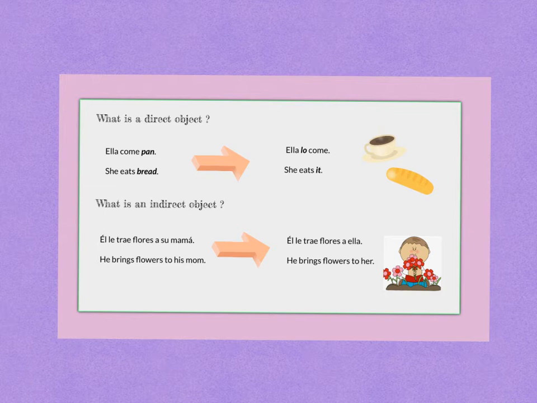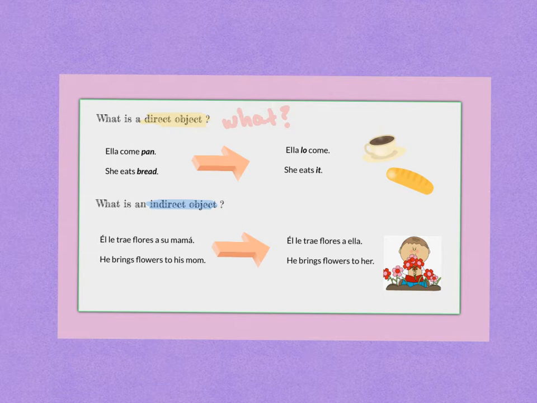Now let's take a look at indirect object pronouns. So in the previous slide, we looked at direct objects, and we now know what a direct object is, which answers to the question, what? And we know what a direct object pronoun is and how to use them. Now let me take a look at indirect objects. So what is an indirect object?